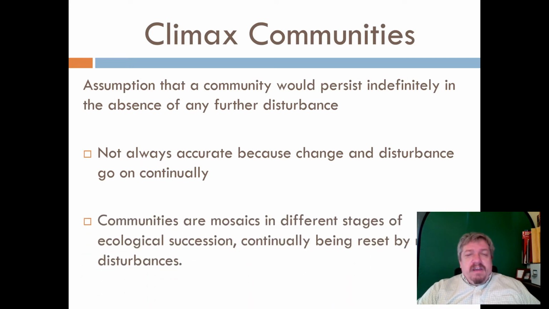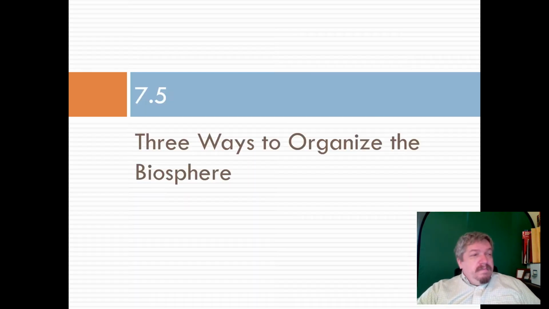And so in reality, these different communities and ecosystems are kind of a mosaic. Some are at their climax, some are not, and some are being reset right now, some were reset last week, some were reset 200 years ago. There's all these different mixes. It's kind of like a mosaic of different communities, okay?